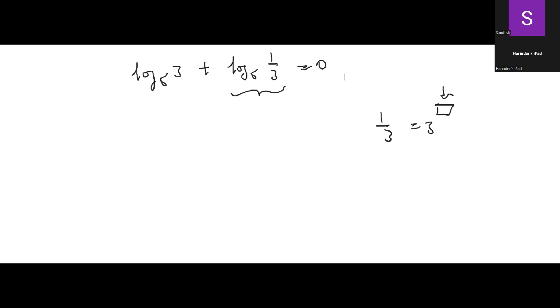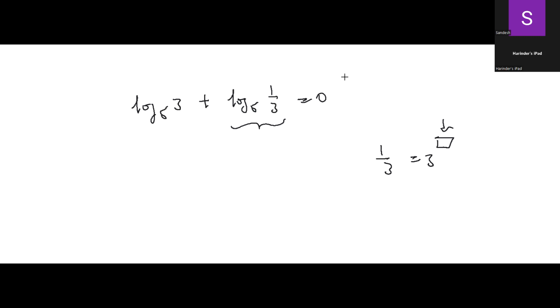It's in the denominator right now. We want to toss it into the numerator. It would be -1. Which means log base 5 of 3 plus log base 5 of 3 to the power -1 equals 0.